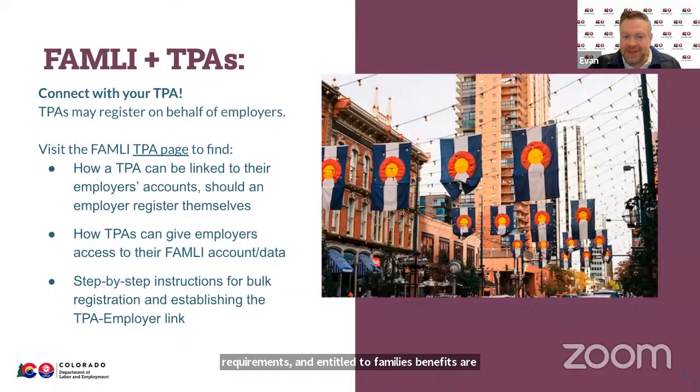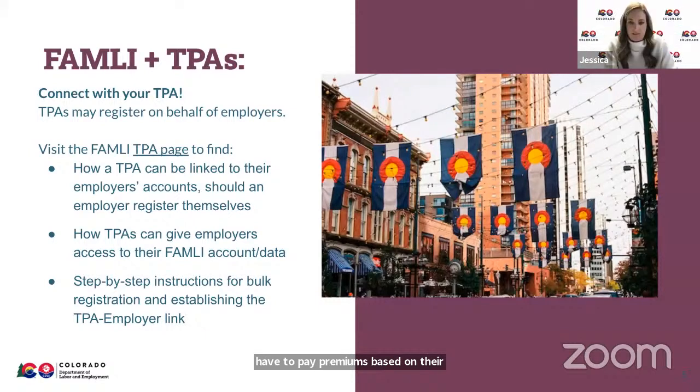So you've got 1 employee and 2 owners who work in Colorado. Assuming that those 2 owners meet the exception to the definition of employee, then they wouldn't have to participate. And that 1 employee who ostensibly does meet the definition would have to participate. You'd have to pay premiums based on their wages, and that 1 employee would be entitled to benefits. Thanks, Evan.